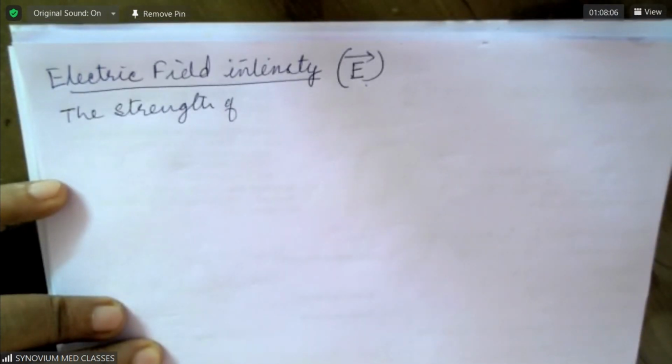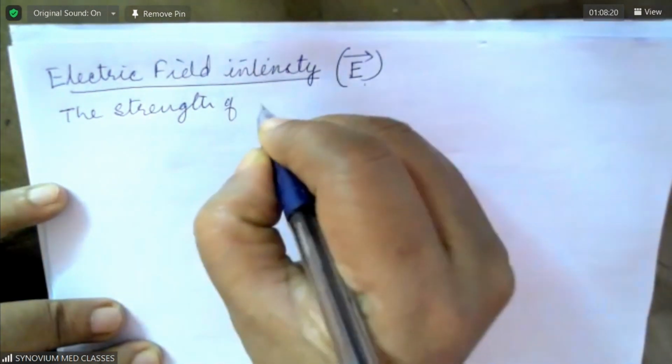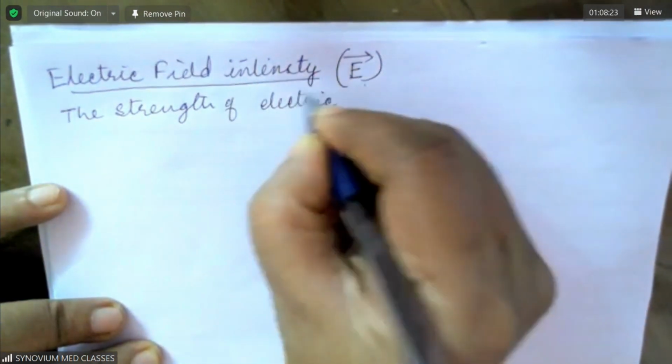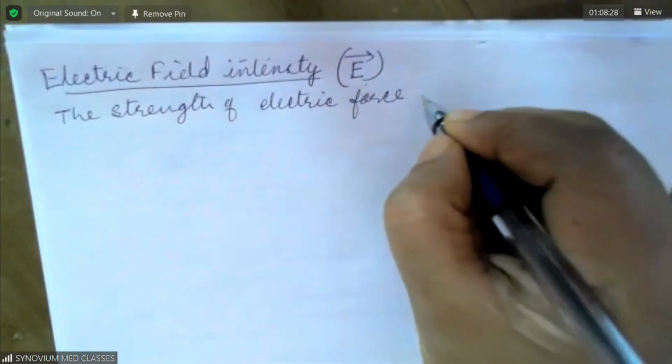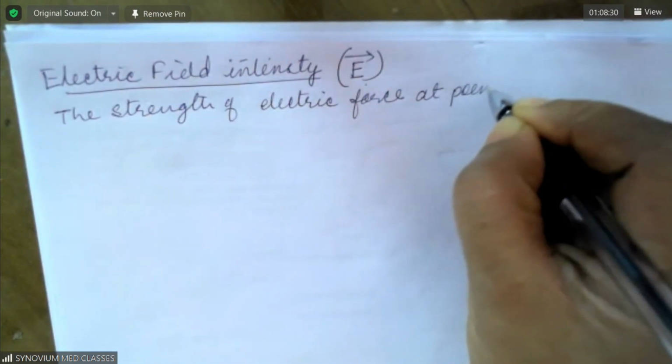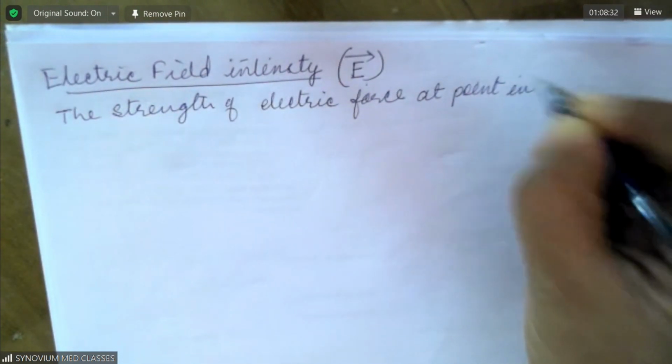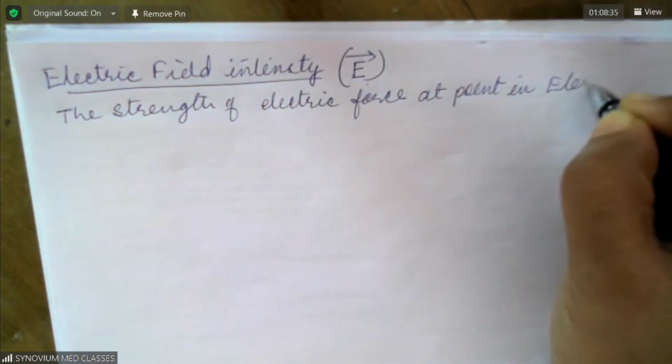Strength of the electric force which a charge experiences. The strength of the electric force at a point is called electric field intensity. Strength of electric force at a point in the electric field. You know what is electric field?